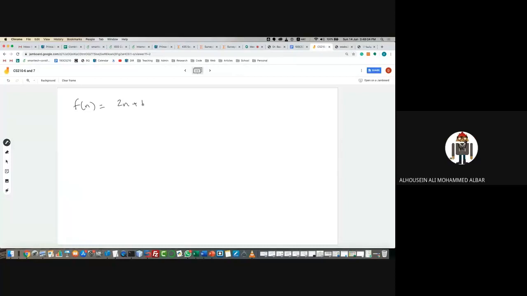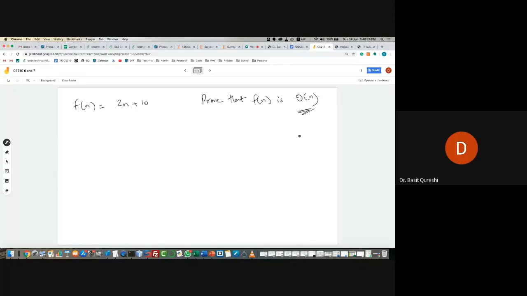2n plus 10. And then O of n. So what we're trying to prove is that f of n is big O of n. This belongs to the class linear, big O of n, linear class.